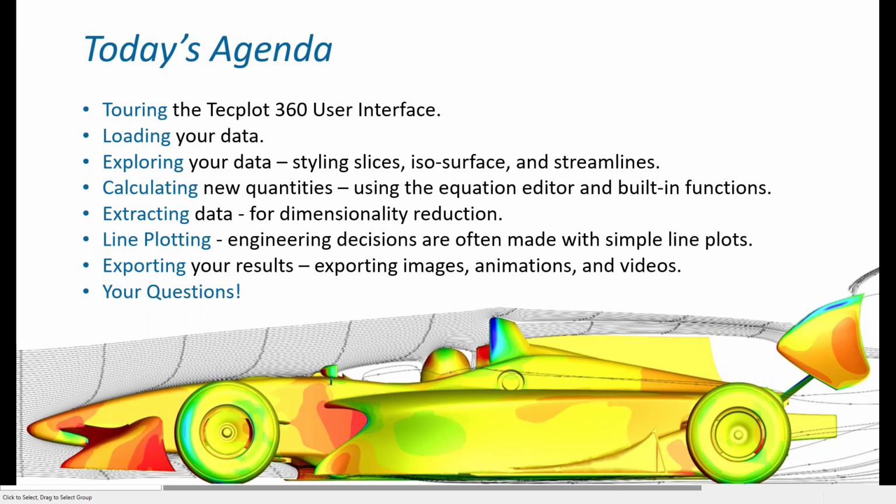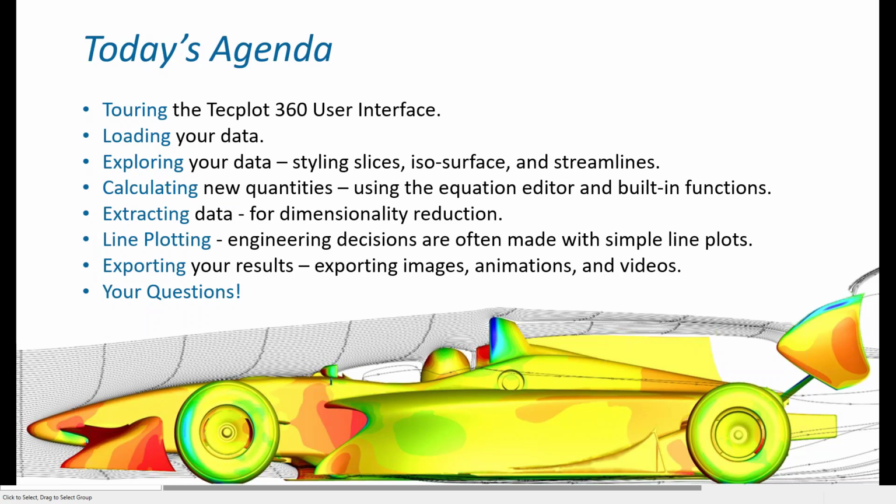So to start, I'll do a quick tour of the graphical user interface. I'll then show how to load your data. The dataset we'll be working with is the ONERA M6 Wing, included as an example dataset in the Tecplot 360 install. I'll then show how to explore your data, looking at the zone, styles, and layers, then the derived objects with slices, isosurfaces, and stream traces, or sometimes called streamlines.